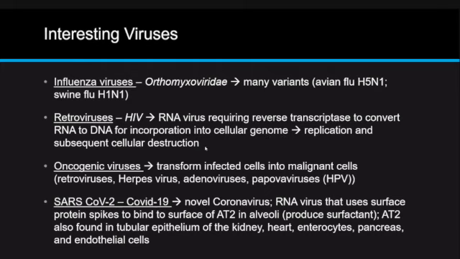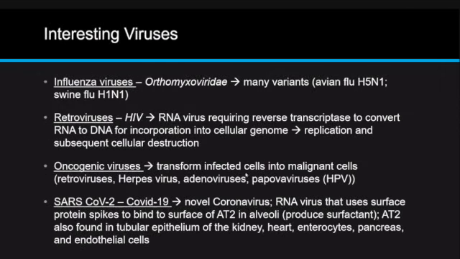Oncogenic viruses, the ones capable of producing cancer. The group that I have listed here includes your retroviruses, your herpes viruses, adenoviruses, and papovaviruses. You can take a look at those. These are classified as oncogenic, and I think you can see where the correlation is.